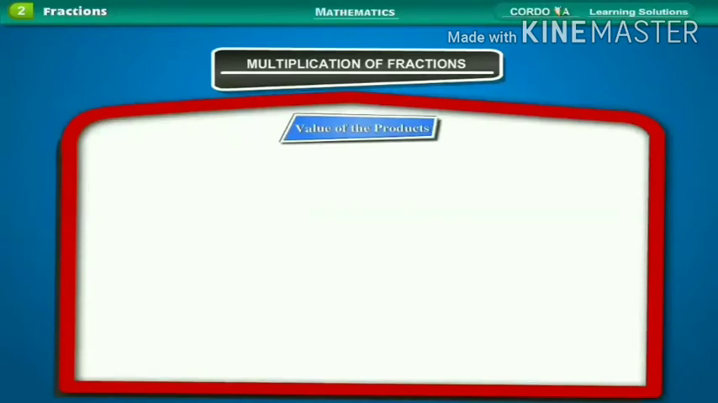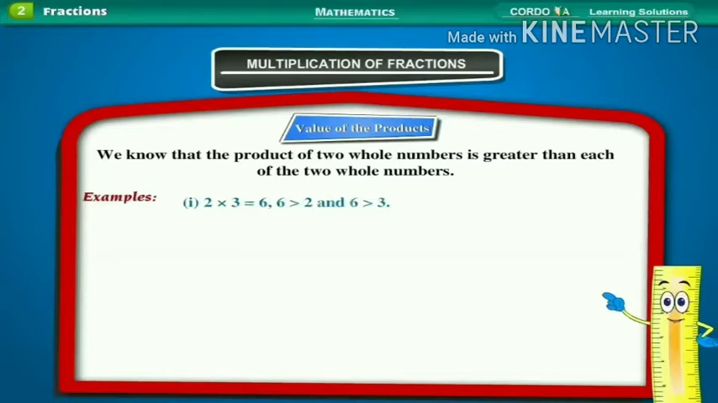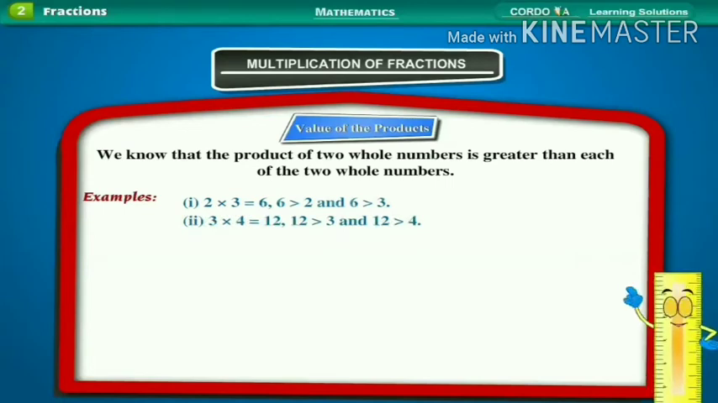Value of the products. We know that the product of two whole numbers is greater than each of the two whole numbers. Examples: 2 into 3 is equal to 6. 6 greater than 2 and 6 greater than 3. 3 into 4 is equal to 12. 12 greater than 3 and 12 greater than 4.